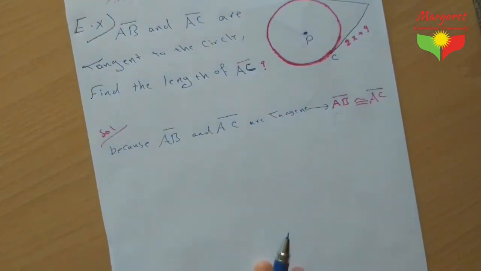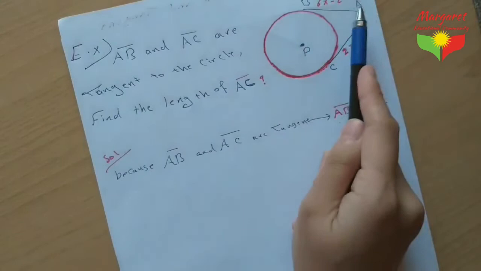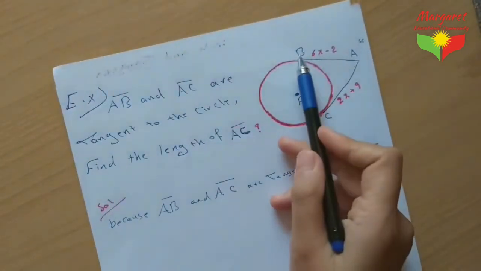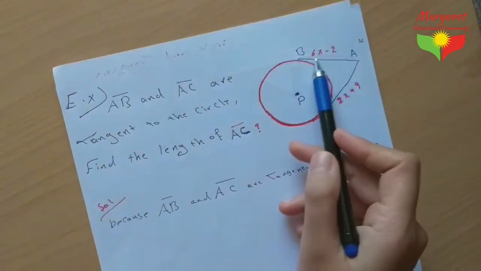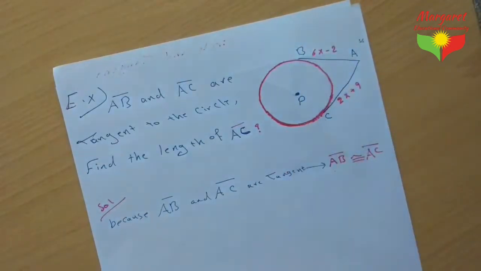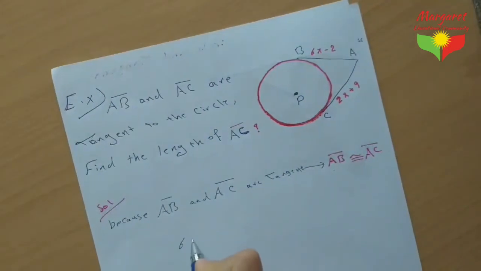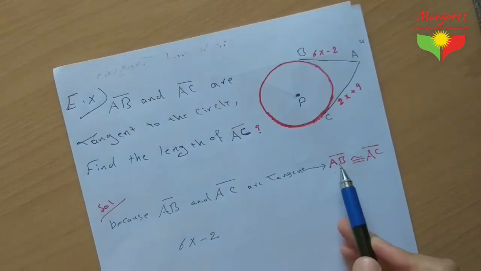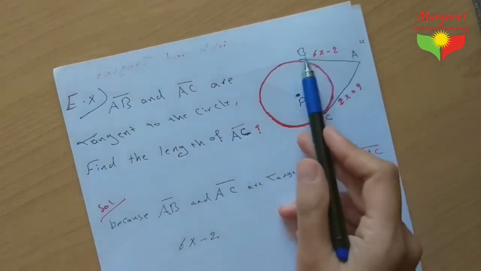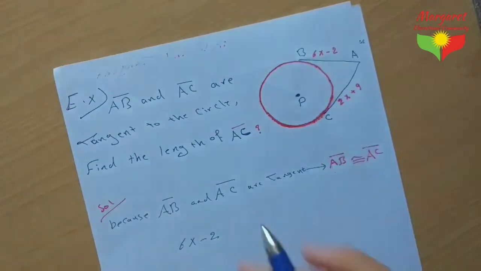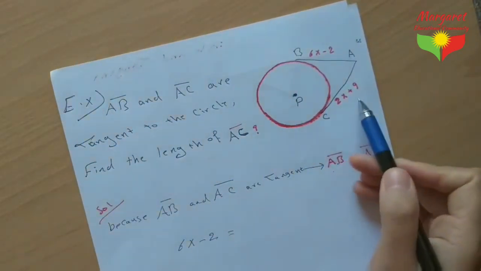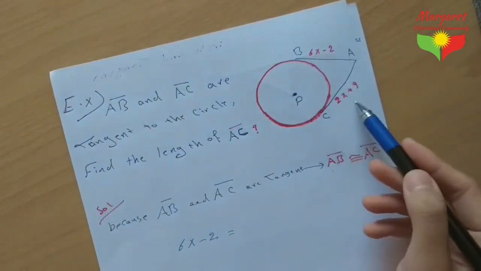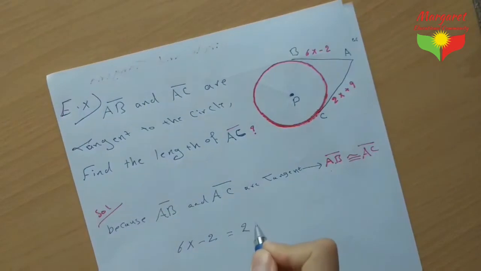Now look from here at the length AB. We have just one equation: AB is 6x minus 2, and the length AC is 2x plus 9. Since the length AB equals the length AC, we get the equation 6x minus 2 equals 2x plus 9.